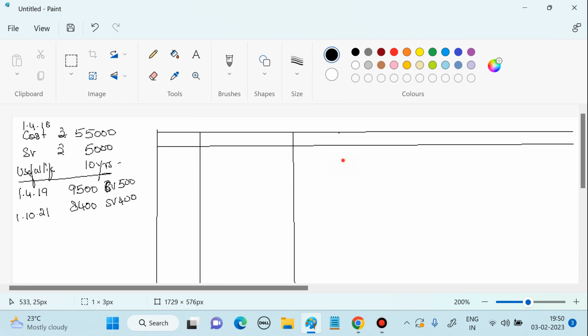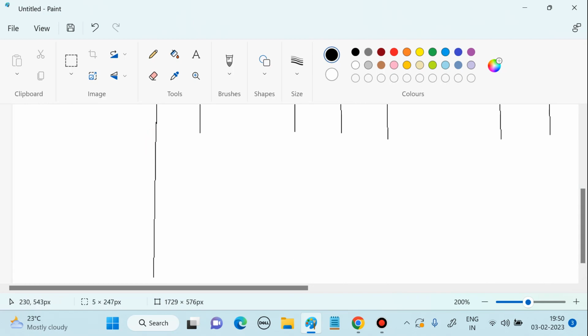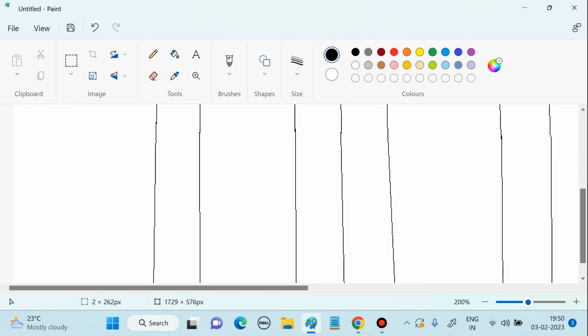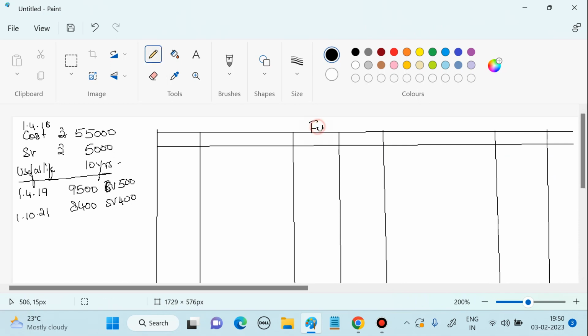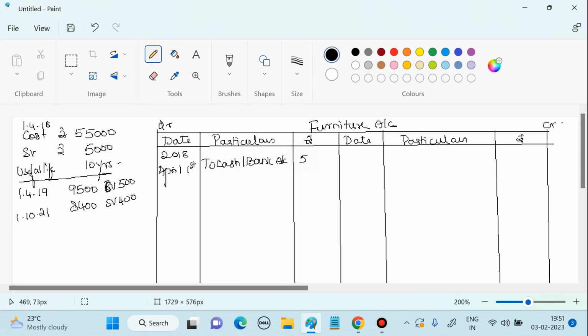Date, particulars, amount. We will prepare for 4 years, so make it a little bit bigger. So furniture account. Now we start. First one is 2018 April 1st, to cash or bank account, there is a purchase for 55,000.